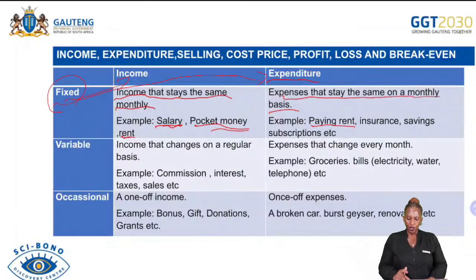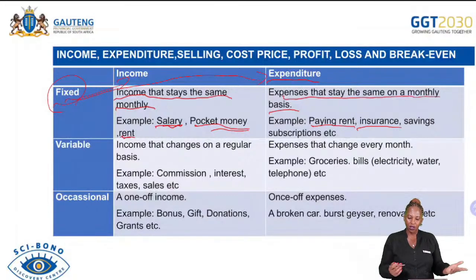Let's take another example: insurance. When you pay insurance, like I have a motor vehicle insurance, it's an expenditure. It stays the same on a monthly basis. It doesn't change. If I am paying 999 rand at my insurance, then I know each and every single month they are going to debit that 999 rand. It's not like this month it's 999 rand, the next month it's 600, and another month it will be 1,500. No, it is not variable, it is a fixed one.